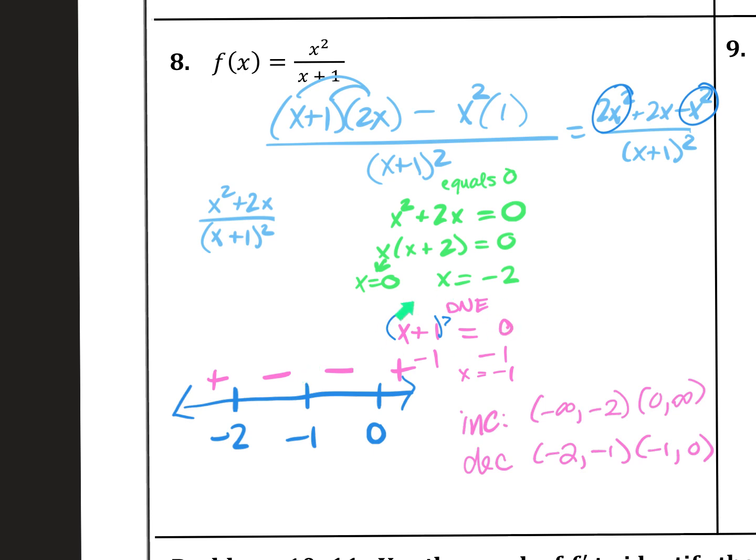We got 1 from where our derivative does not exist. So that's how that came to be. So that's why we had to do that. If it was a 0, it wouldn't matter.